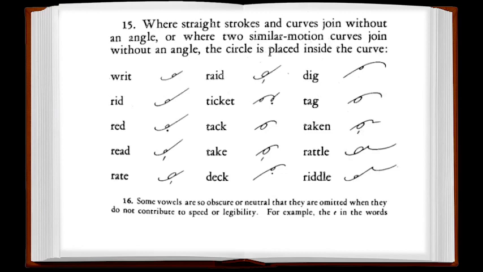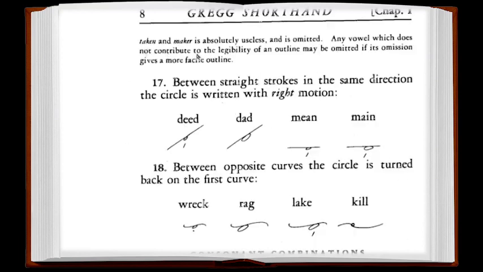Some vowels are so obscure or neutral that they are omitted when they do not contribute to speed or legibility. For example, the E in the words taken and maker is absolutely useless and is omitted. Any vowel which does not contribute to the legibility of an outline may be omitted if its omission gives a more facile outline. Between straight strokes in the same direction, the circle is written with right motion.